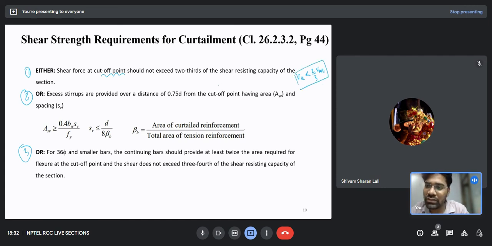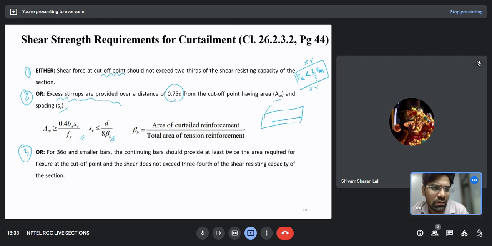So I need to make sure of the first point. If it does not meet the conditions, then I should go for the second point: excess stirrups are provided over a distance of 0.75d from the cutoff point, having an area of Asv and a spacing of Sv. Suppose this condition is not satisfied, then I will have to provide some extra stirrups. Suppose I am curtailing my bars from this point and this condition is not satisfied, that is, my shear resistance is less than two-thirds of the forces coming from the top. Then I will have to provide some extra shear reinforcement whose area and spacing are as mentioned in the IS code, and that shear reinforcement should extend up to a distance of 0.75d into the curtailment zone.